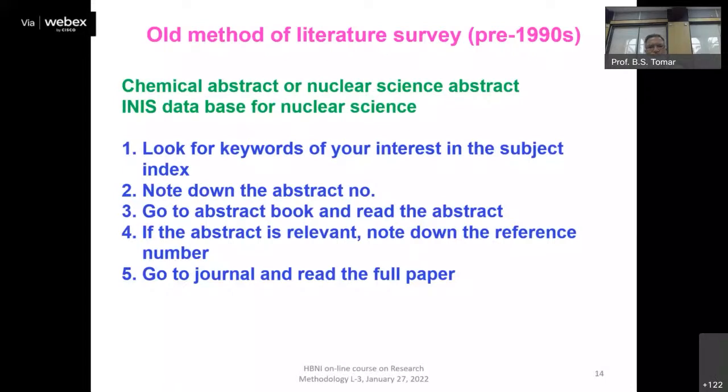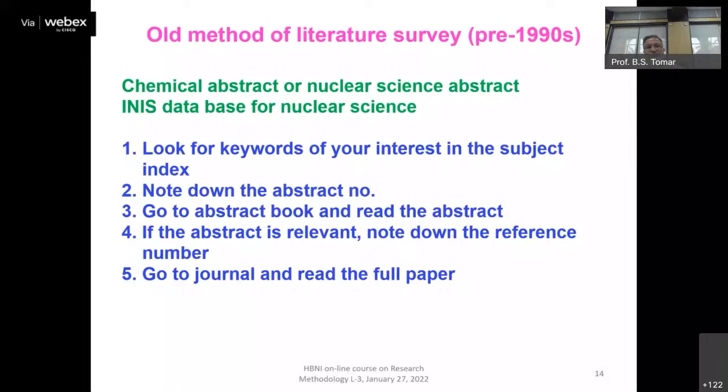So these are the volumes of subject index. Then from that, you note down the abstract number. Then you go to the abstract book. There are books of abstracts where only abstracts are given. Read the abstract and you find that it is interesting to pursue this paper. Then you note down the reference from that book of abstracts, go to the journal, then read the full paper.